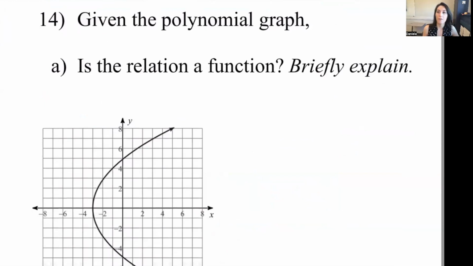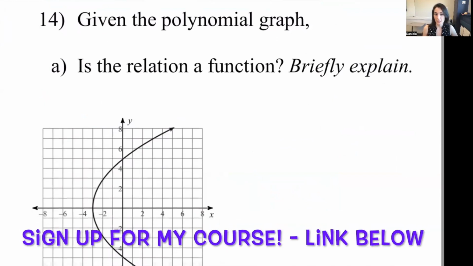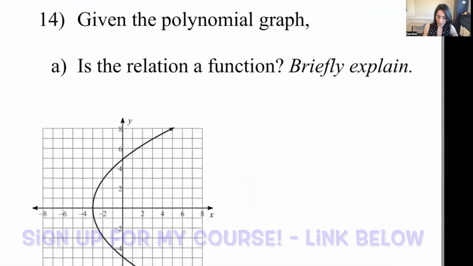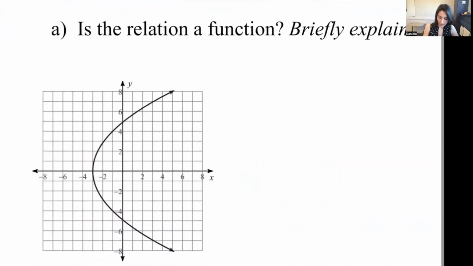So now if we have a graph, if you're asked to identify whether it's a function or not, there is a test called the vertical line test. A vertical line is up and down. So the vertical line test says that if the graph hits the vertical line in more than one spot, it's not a function. So if it hits it exactly in one spot, it is a function.